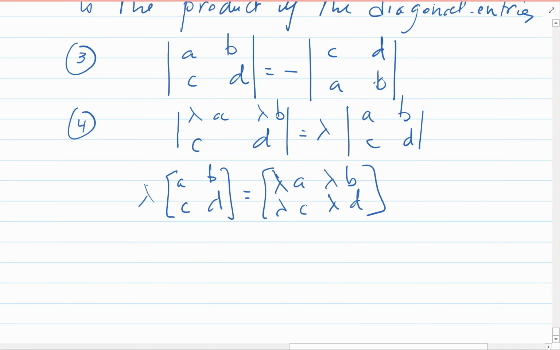So if a row has zeros, okay? If you have a row which is A, B, C, 0, 0, then you will find 0. So if one row is only zeros, then what you have is 0, okay? And you can also get it from number 4, by the way, by taking lambda equals 0. So if one row or one column is equal to 0, the determinant is 0.